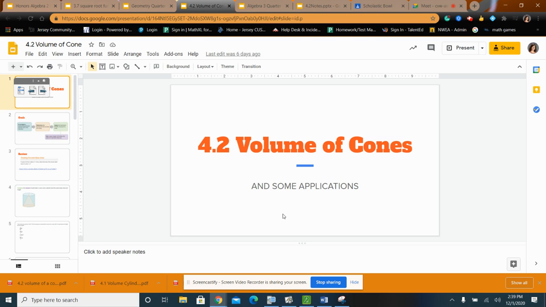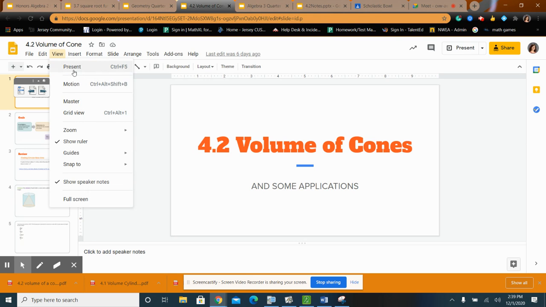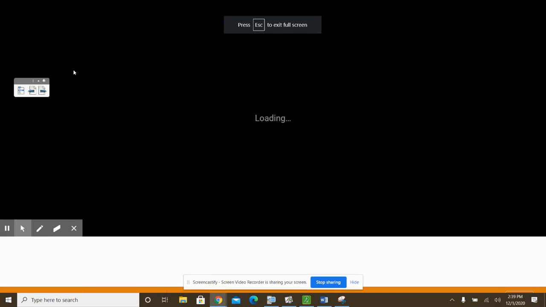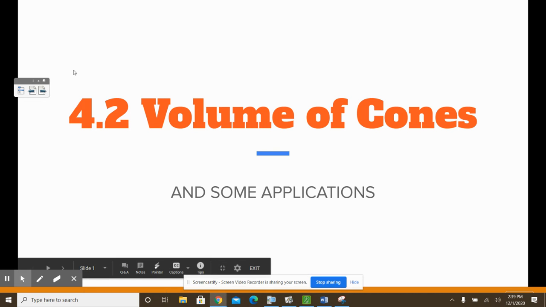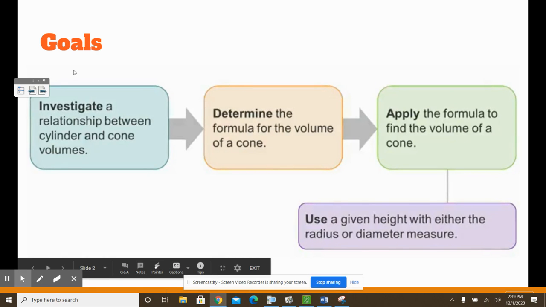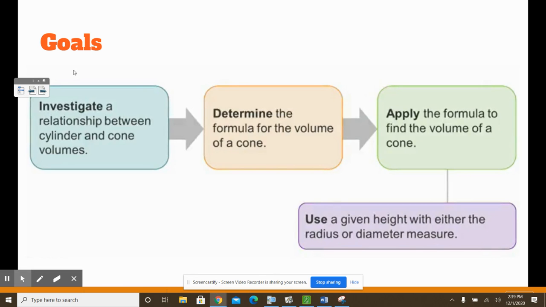Hi guys, we're going to talk about volumes of cones today, and then we're going to look at some word problems at the end. Let me power up my slate here. Okay, so you guys know what a cone looks like. It's like an ice cream cone, right? So it has a circle for a base, and we're going to talk about how it's related to a cylinder, and we're going to look at some formulas.